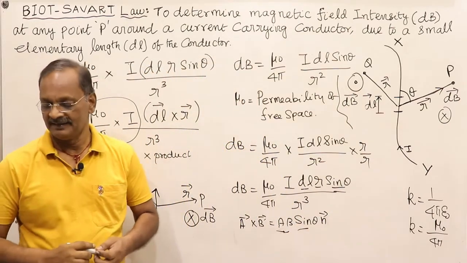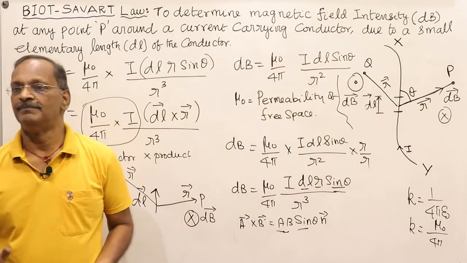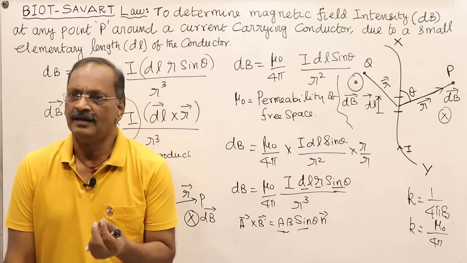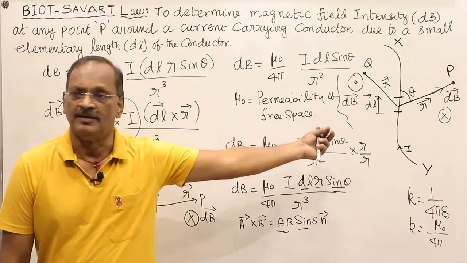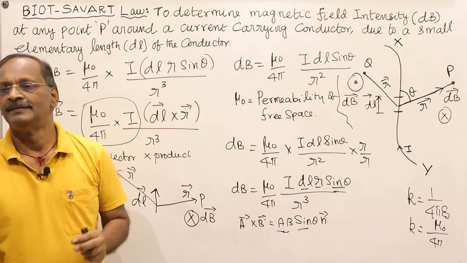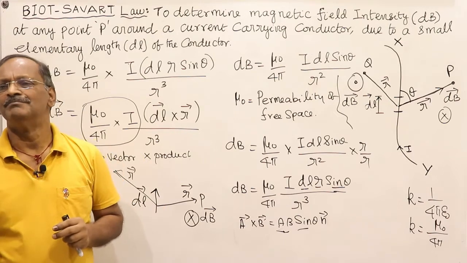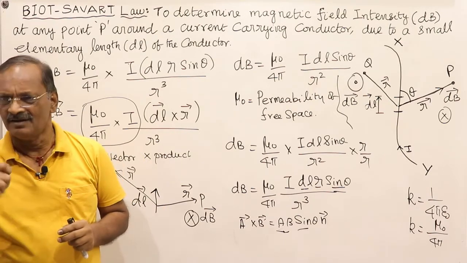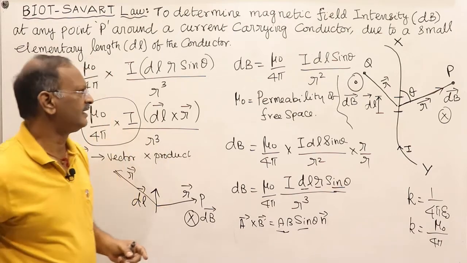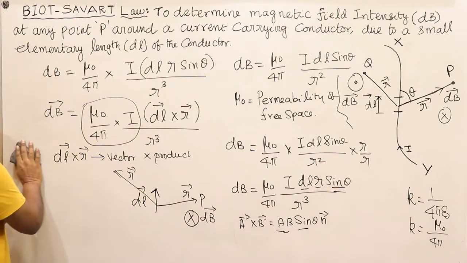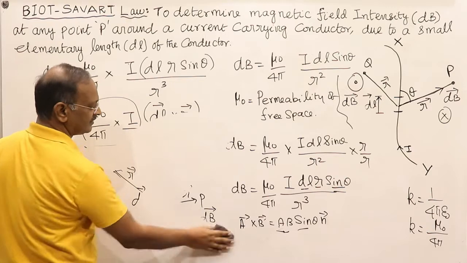So this way we can find out using the right hand palm rule. As long as the cross product of two vectors is concerned, the right hand palm rule will be much easier than the corkscrew rule. That's why I have not discussed the corkscrew rule. So now we can summarize all the things.